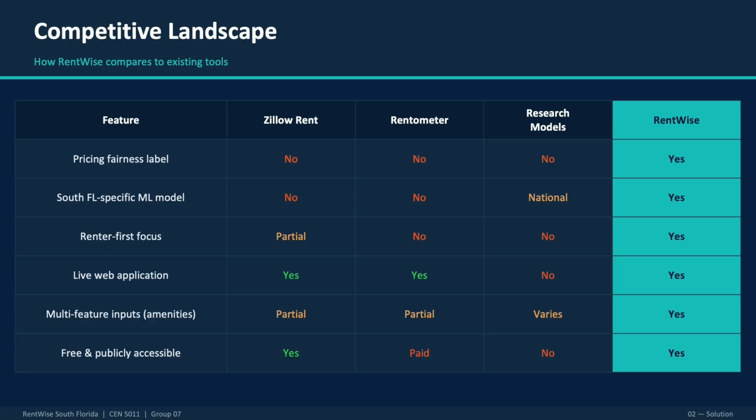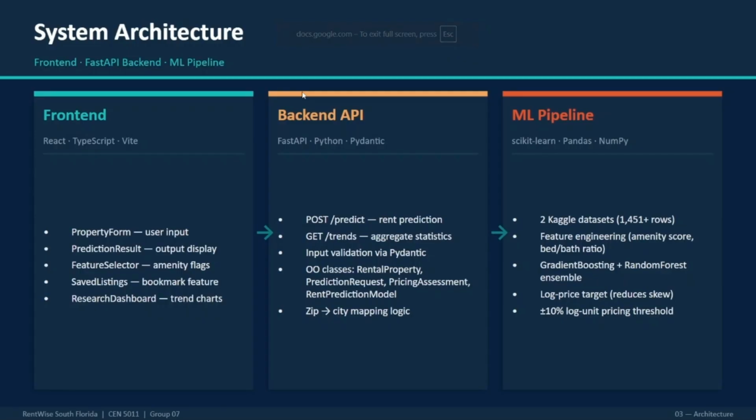Now that we've gone over the scope of our project, I will go into more detail on the system architecture and how we built our project. So for the front end, we decided to use a modern and fast web development stack. This included using React, TypeScript, and Vite.